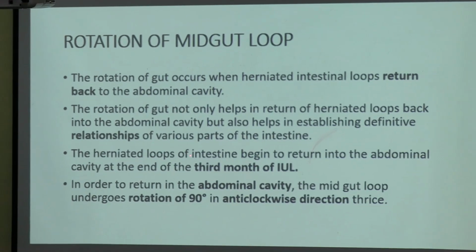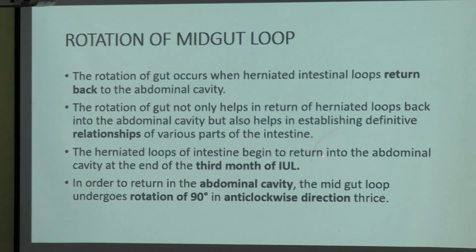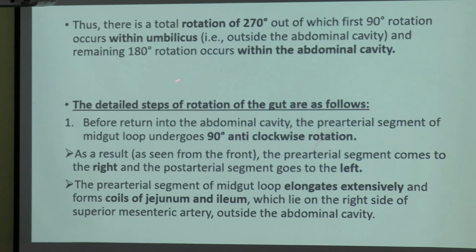The herniated loops of intestine begin to return into the abdominal cavity at the end of the 3rd month of intrauterine life. In order to return to the abdominal cavity, the midgut loop undergoes rotation of 90 degrees in anti-clockwise direction 3 times, okay. Thus, there is a total rotation of 270 degrees, out of which the first 90-degree rotation occurs within the umbilicus, that means outside the abdominal cavity, and the remaining 180-degree rotation occurs within the abdominal cavity.